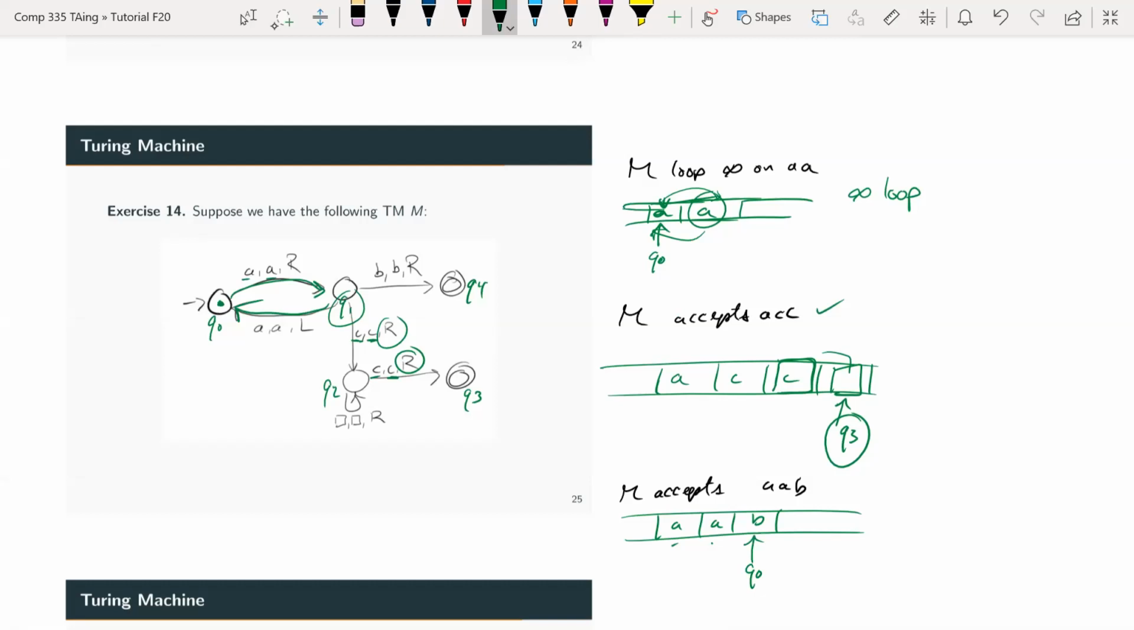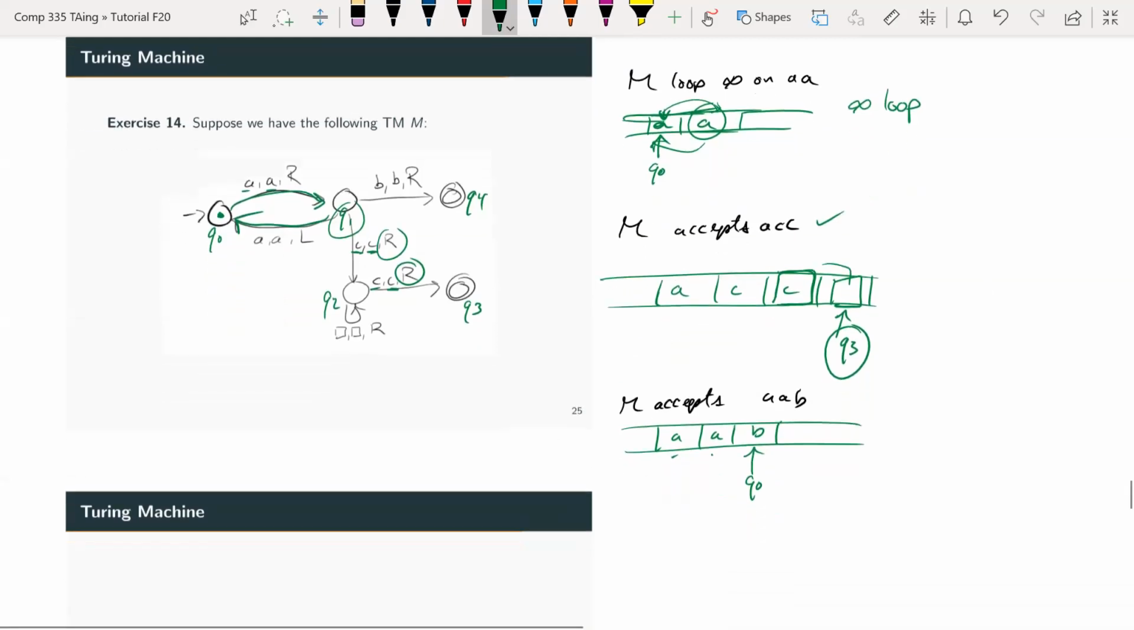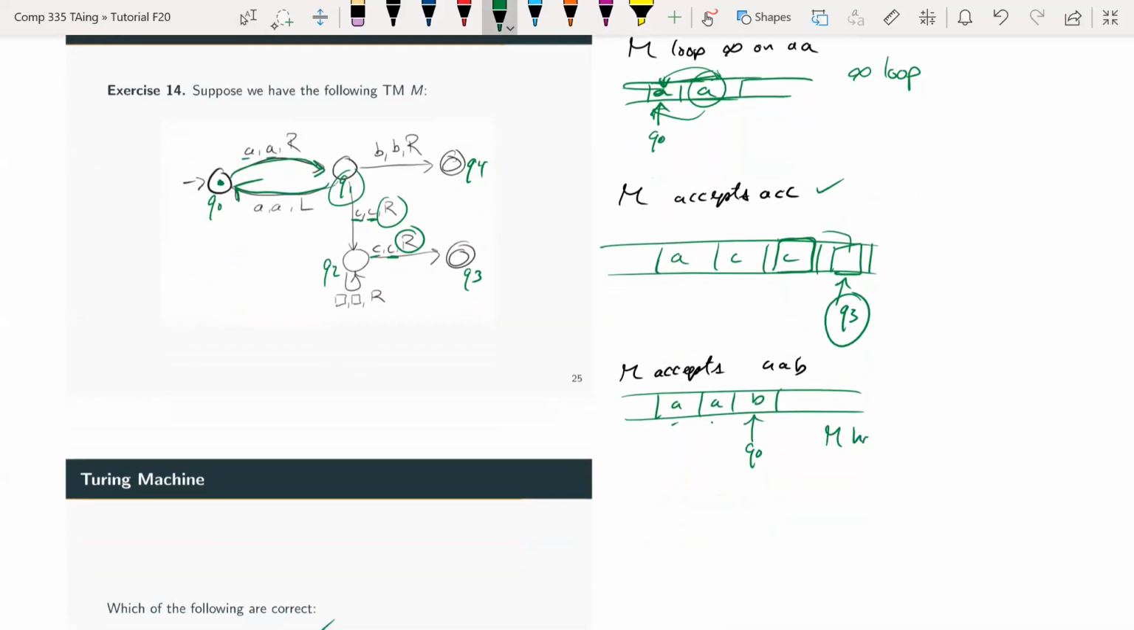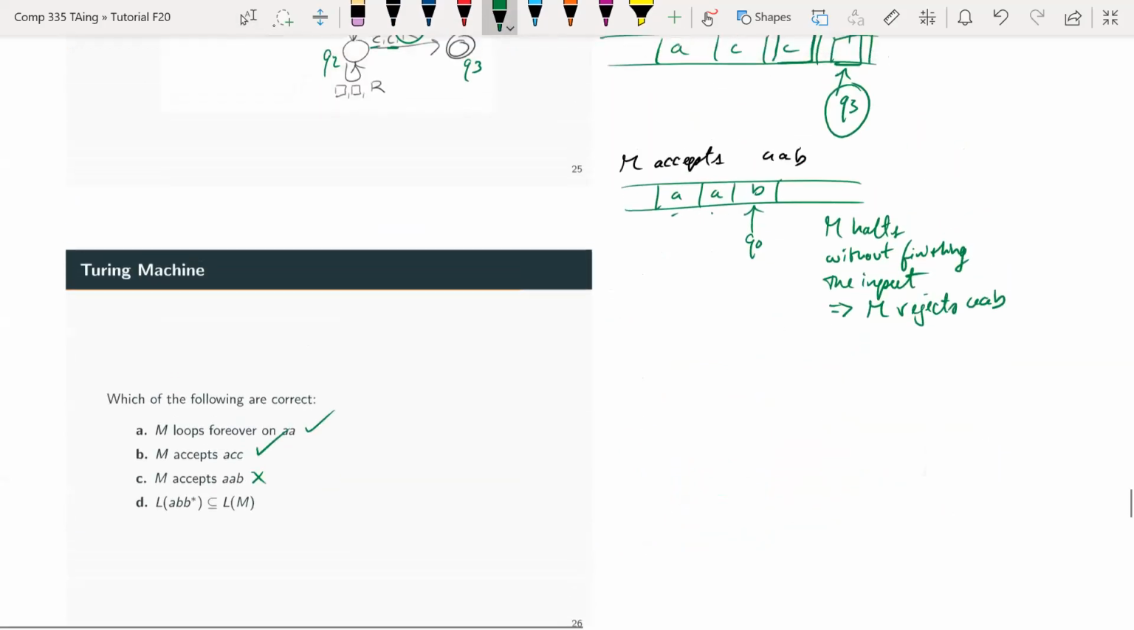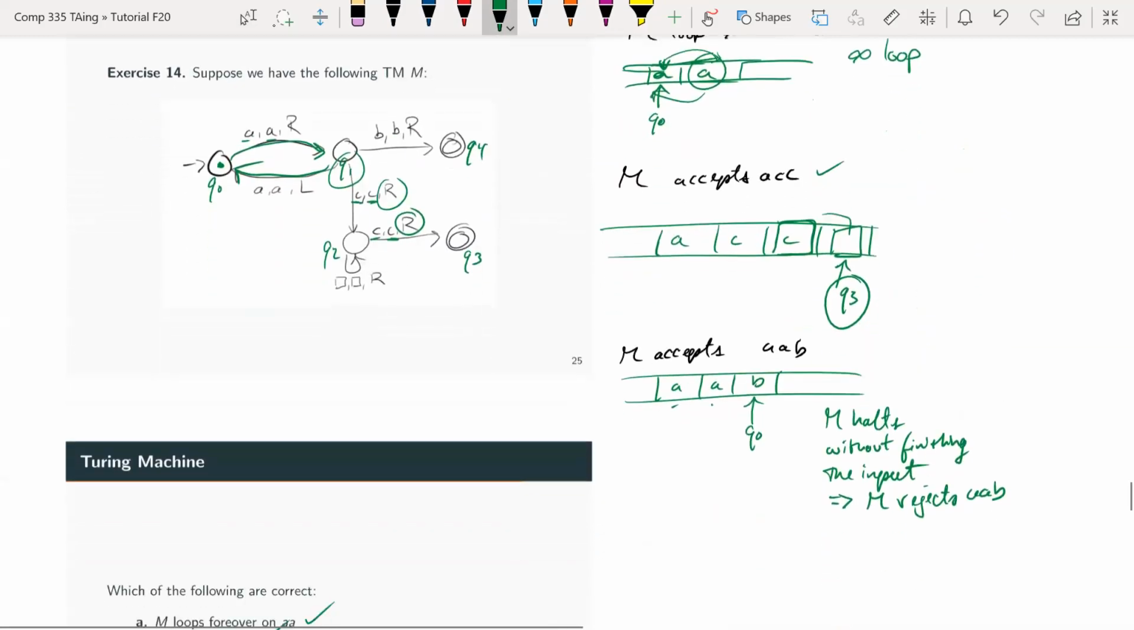Q0 has no transitions for when you read a B, which means that M halts without finishing the input, which means that M rejects AAB. Okay, so that's why the third one is not true. Okay, hopefully so far so good.